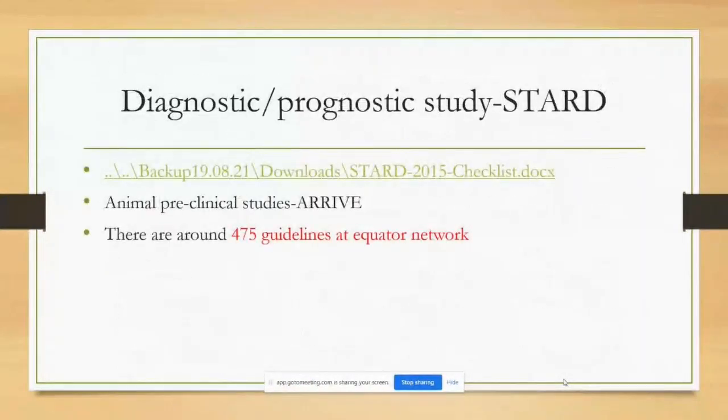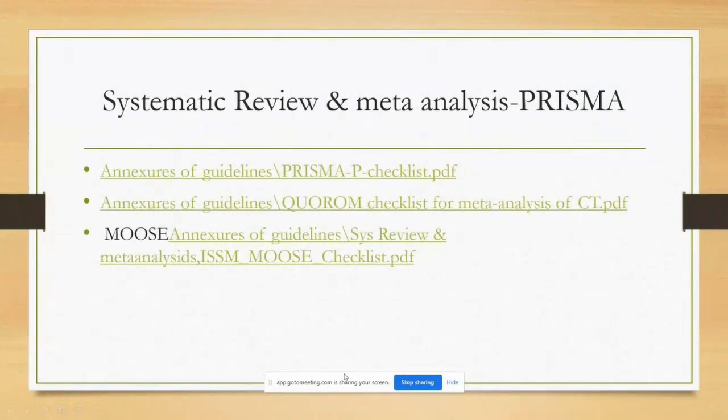There are certain guidelines, as we have discussed about RCT, that CONSORT is a good one to check. As a guideline, CONSORT is based for RCT. So here the STARD guideline is for diagnostic or prognostic studies. There are different 475 guidelines at the Equator Network, and also for animal preclinical studies, the ARRIVE guideline is there. For systematic review and meta-analysis, there are three major guidelines. First and foremost important is PRISMA, another is QUORUM, and the third one is MOOSE. MOOSE is based only on observational studies, so MOOSE is different from PRISMA. PRISMA is for all clinical study designs or RCTs, and MOOSE for observational systematic reviews and meta-analysis.